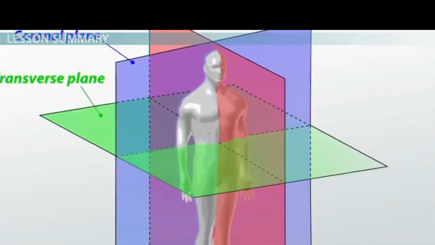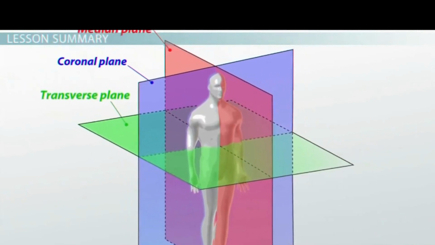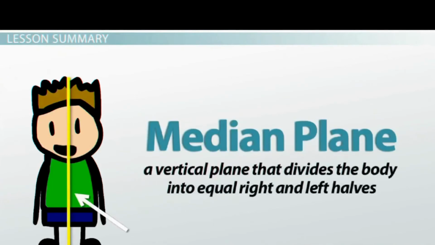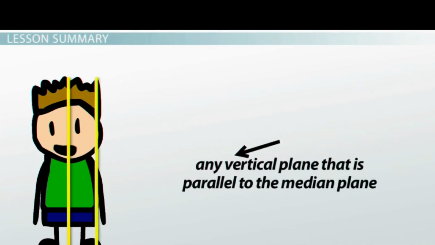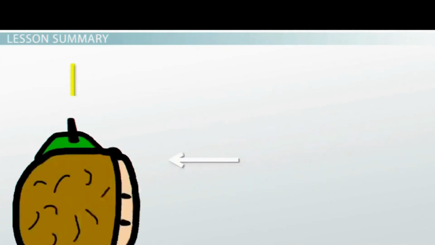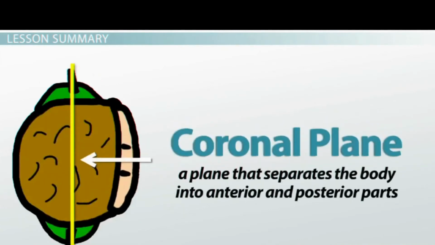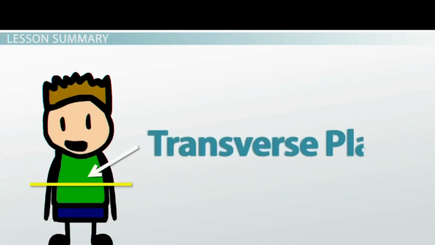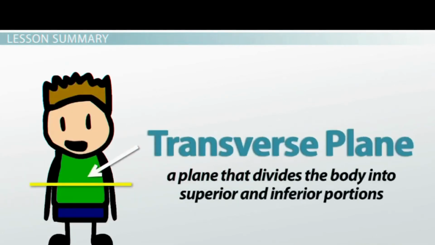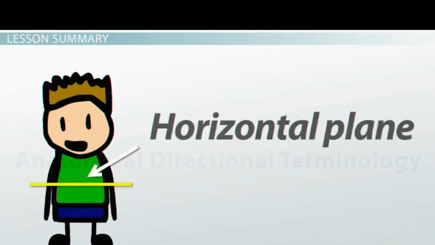Now that you know that learning all of these planes is truly important, let's review them so you don't forget them too soon. The median plane is a vertical plane that divides the body into equal right and left halves, and any vertical plane that is parallel to the median plane is known as the sagittal plane. The coronal plane is a plane that separates the body into anterior and posterior parts and is sometimes known as the frontal plane. Finally, the transverse plane is a plane that divides the body into superior and inferior portions and is sometimes called the horizontal plane as well.